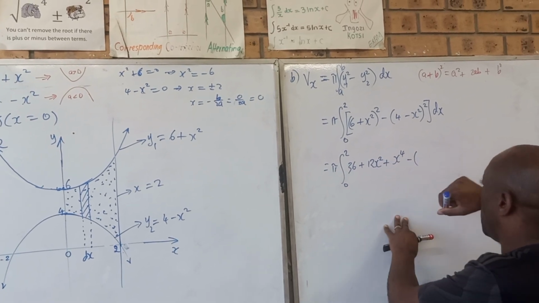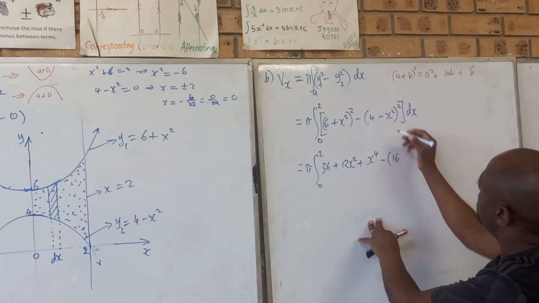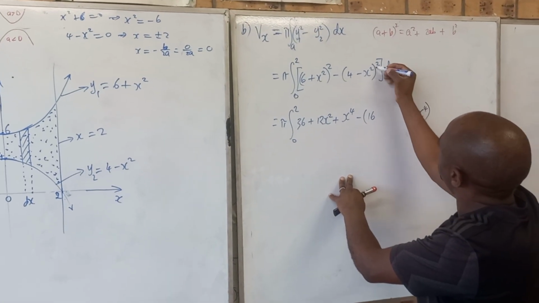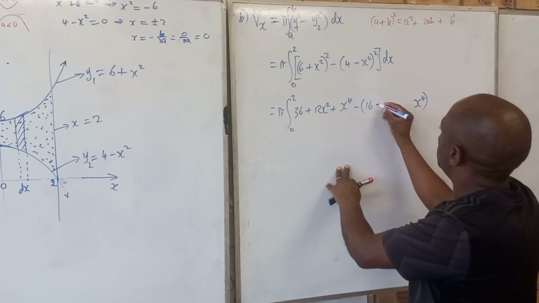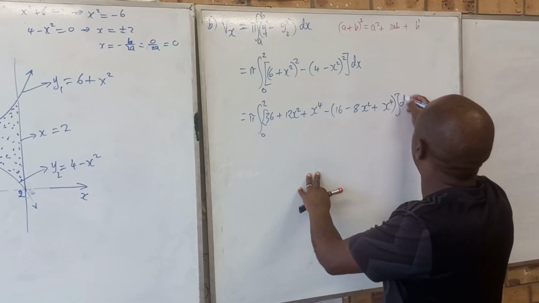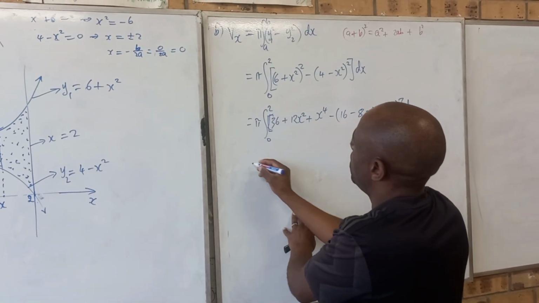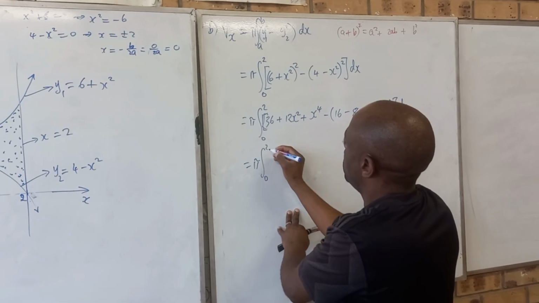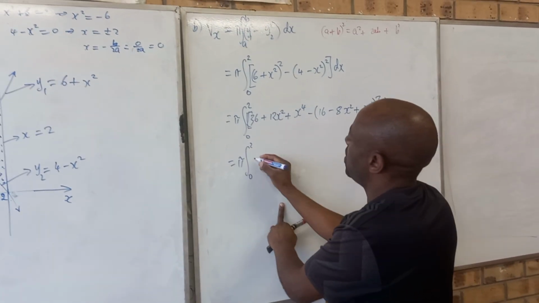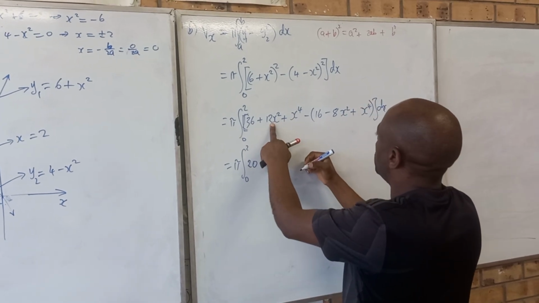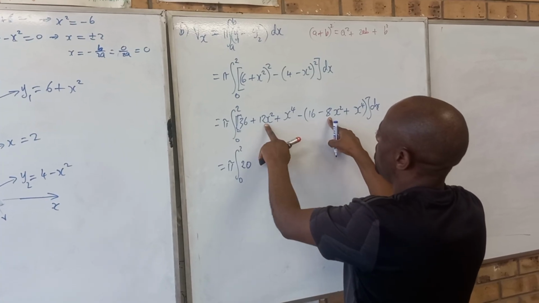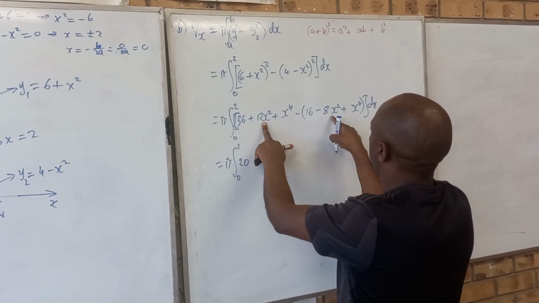Then I do the same thing here. 4 squared is 16, x squared all squared gives x to the power 4. Then in the middle, 2 times 4 is 8 times negative x squared is negative 8x squared. I put another positive. Then I'm done with my expansion within the bracket. I can now open the bracket. I get 36 minus 16, that's 20. Then I take 12x squared minus negative 8x squared, which gives another 20x squared, because minus minus becomes plus.